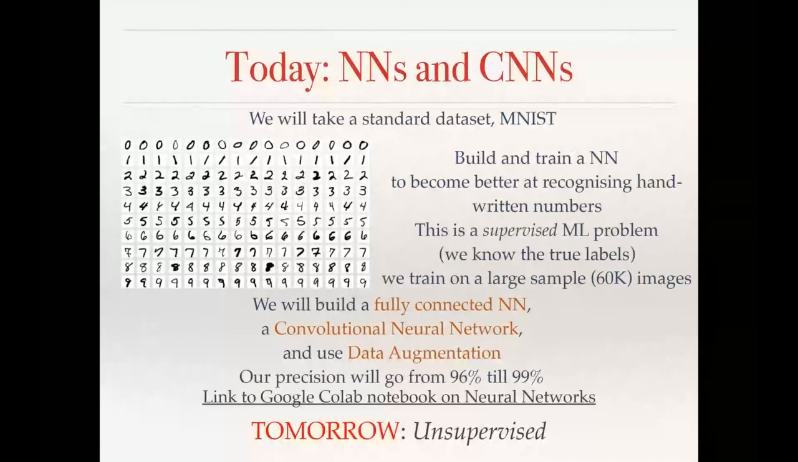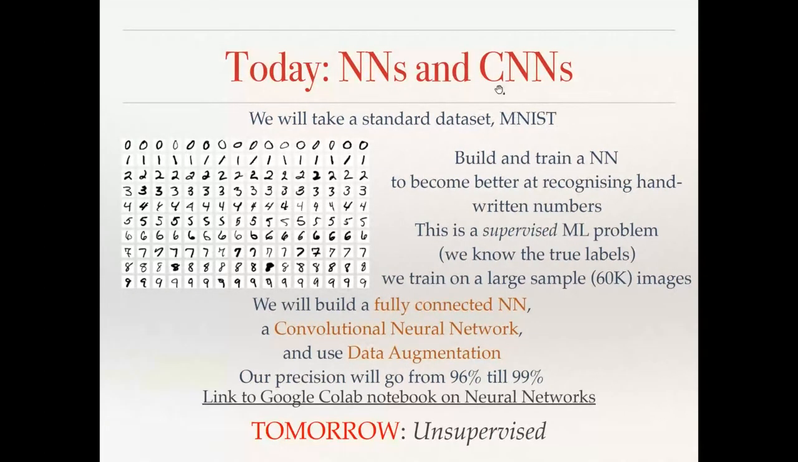But those, at the end of the day, are images. So maybe using convolutional neural networks, we might be able to achieve a good accuracy in identifying numbers, so that the next time I show you a handwritten 0, you know with a probability close to 100% that this is 0. Okay? So we are going to build and train a neural network to become better at recognizing these handwritten numbers. This is going to be a supervised machine learning problem because we know the true labels, so you will have images.